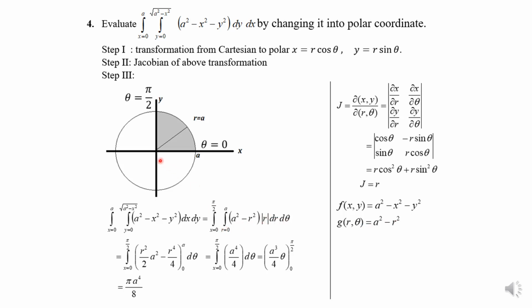Now limits. Limits are very simple here because r is a radius which is a constant. R will remain fixed here. R is a, so r equals 0 to a, and what about theta? Theta has to vary from 0 to pi by 2. Then further is simple integration. I hope you can work out this integration.